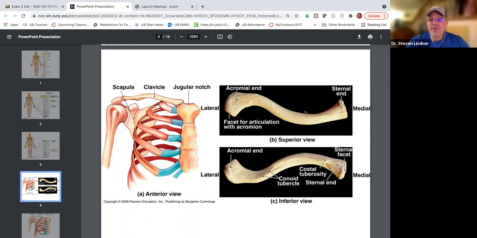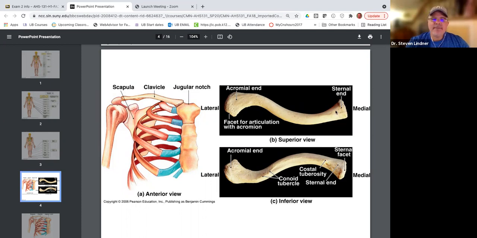The top view is looking at it from the superior perspective, looking down, and the bottom picture is the inferior view. When you look at it from underneath, there are a few roughened sections for ligaments to attach. Remember, ligaments go bone to bone. So there's a conoid tubercle, and there is a costal tuberosity here.